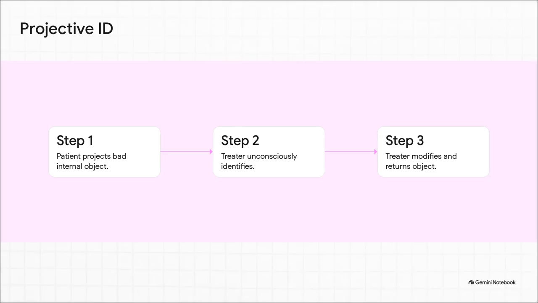Object relations shifts our entire focus away from Freud's instinctual drives and looks instead at the internalization of entire relationships. Because this framework often deals with severe personality disorders, you are going to see a heavy reliance on primitive defenses. Chief among them is projective identification. It's notoriously complex, but it's essentially a profound method of interpersonal communication that unfolds in 3 distinct steps. Let's break it down.